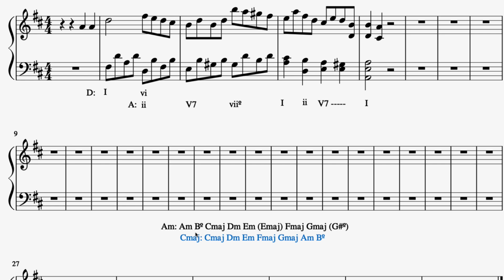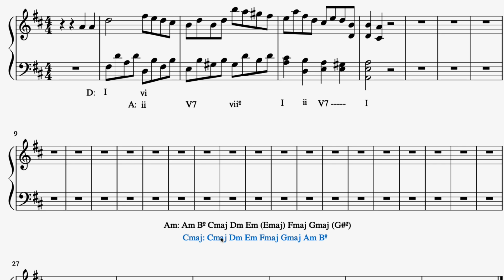Other options are 1 and 6. So you could use A minor and the 6 of C major, which is A minor. That's possible. It's a little trickier, but it can be done if followed by a strong cadence. 3 and 1, also possible. So C major is 3 in A minor, down to 1 in C major.